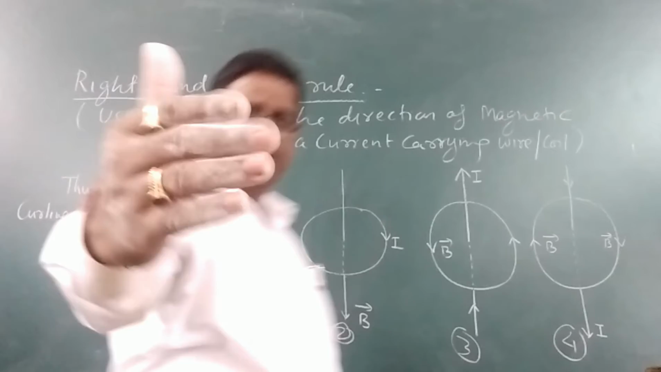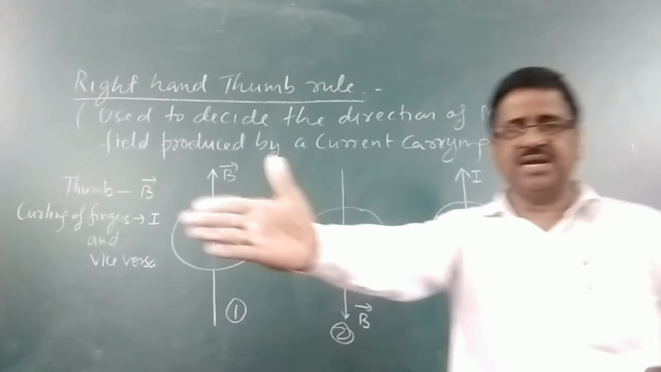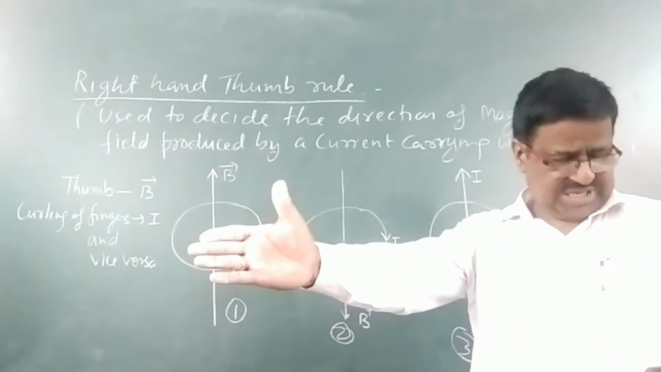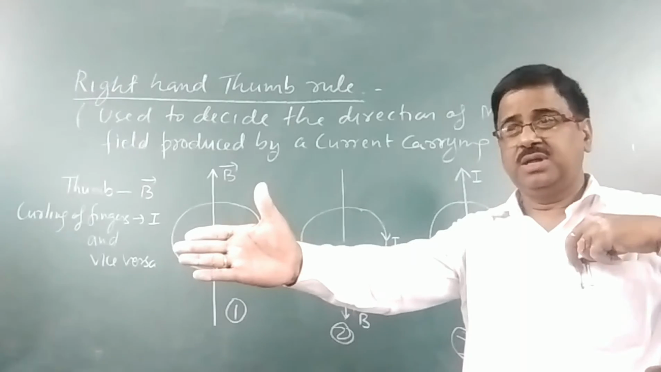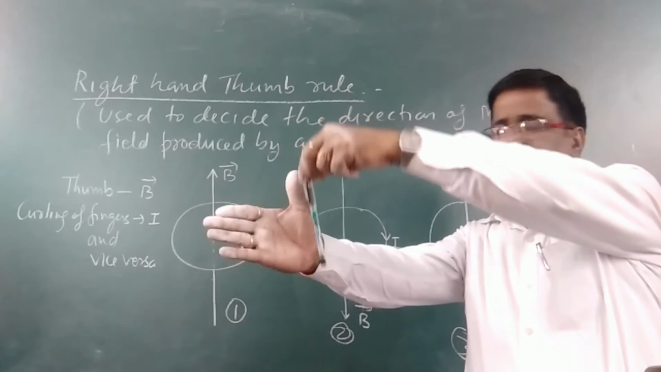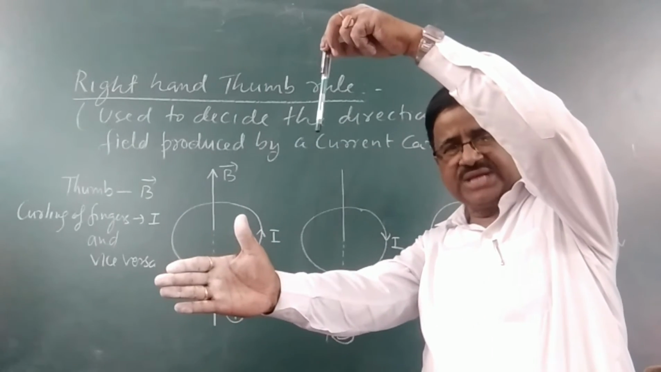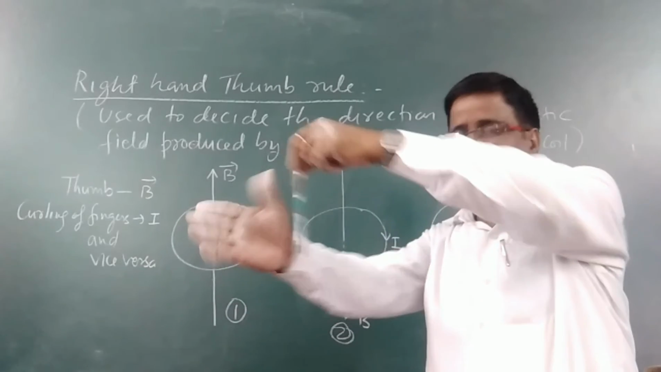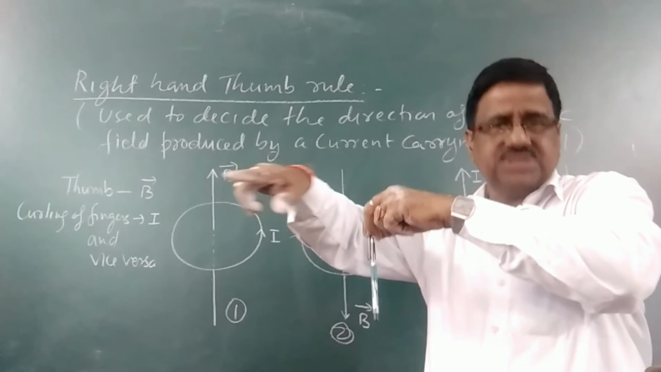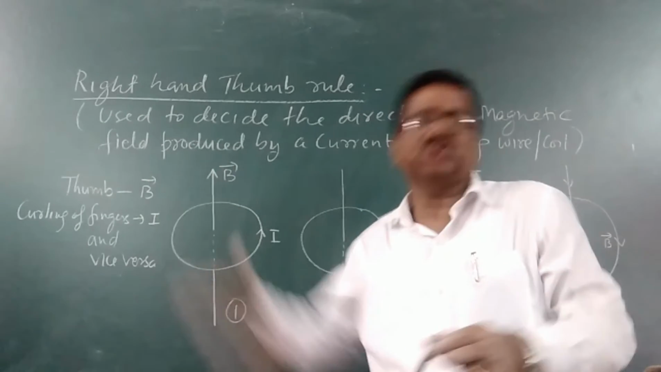Take your right hand like this. Okay? If the wire is a straight wire like this, and the current is moving in the upward direction, the magnetic field is produced around it. So it will be clockwise or anti-clockwise. Let us decide using this rule.